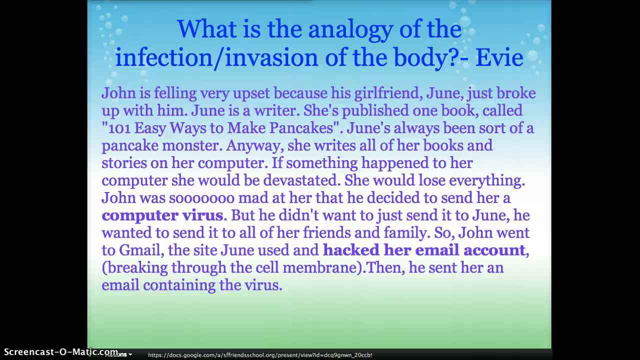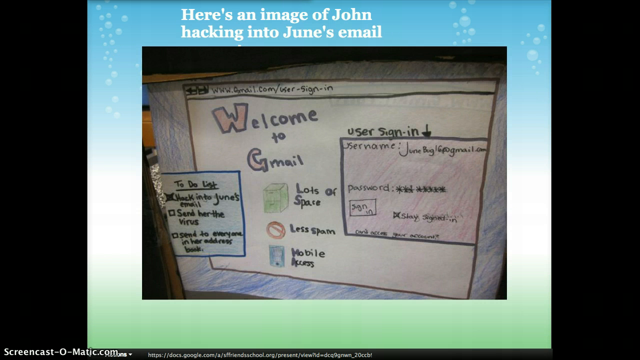John is very, very mad at her, so John sends her a computer virus. But he's so mad at her that he doesn't just want to send it to her. He decides to send it to everybody she knows so that she can have no contact with anybody she knows on Facebook or anything like that. And so he hacks her email account to start this virus. And here's an image of him hacking into her Gmail account using her username and password.